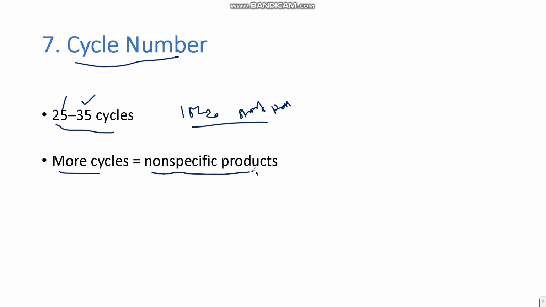And the cycle numbers, we choose 25 to 30 cycles. If we choose 15 to 20, then it's called a short PCR. Mostly we use 25 to 35 cycles. If more cycles, we get non-specific products.